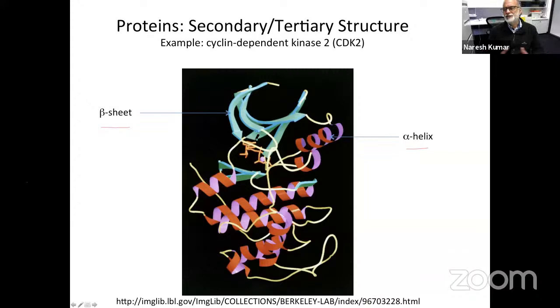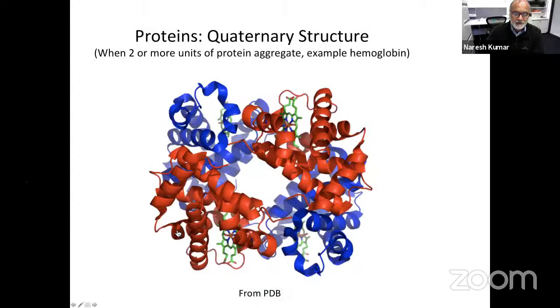The proteins can also have what we call quaternary structure. Quaternary structure is when two or more protein units aggregate together. An example is hemoglobin, where the four subunits, or the four protein units, combine together through these interactions in the quaternary structure. Tertiary structures are very important in terms of enzyme action, but quaternary structures are important as structural proteins. So I'm going to show you one example where these structural proteins are important as a drug target.